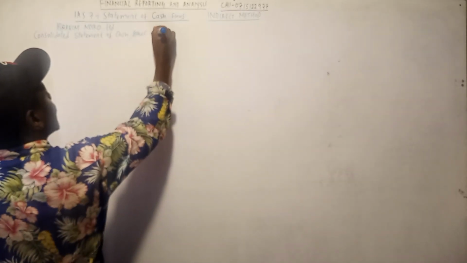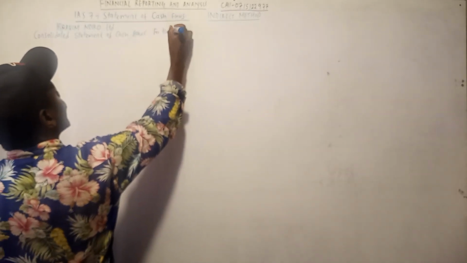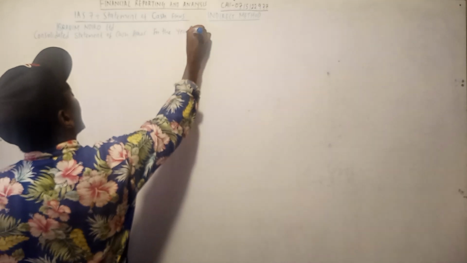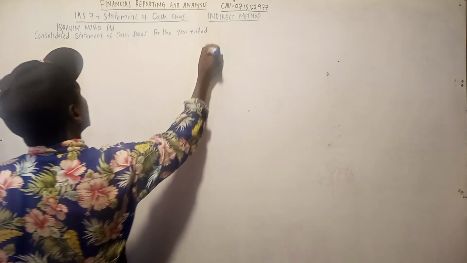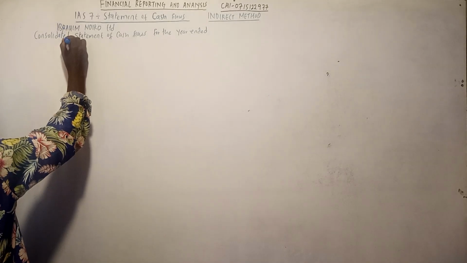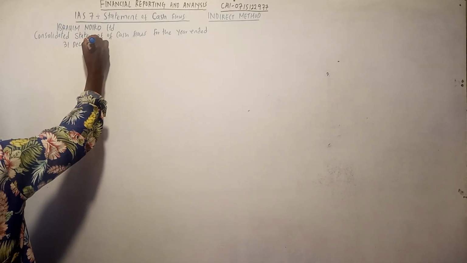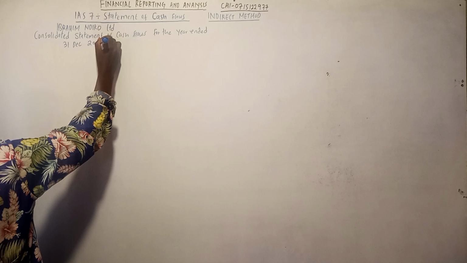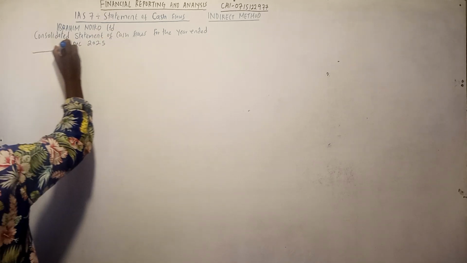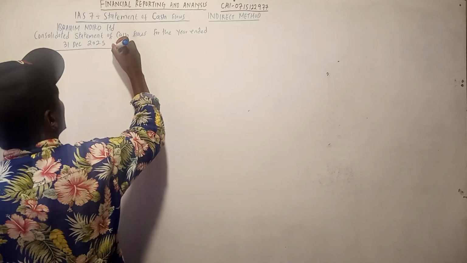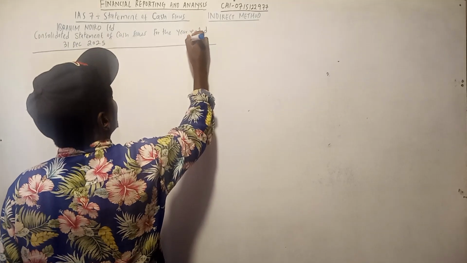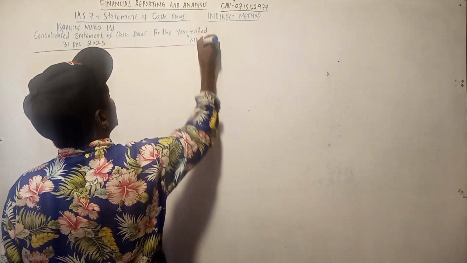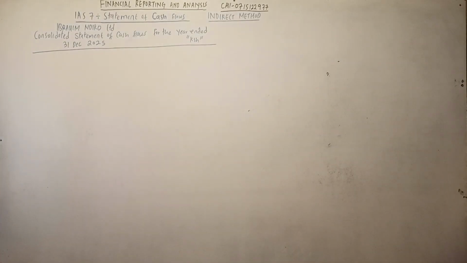For the year ended, I can say 31st December, just an example, 2025. This is for explanation purposes. Let us assume our amount is in Kenya shillings. So our currency is in terms of Kenya shillings. So we start with the cash flow from operating activities.